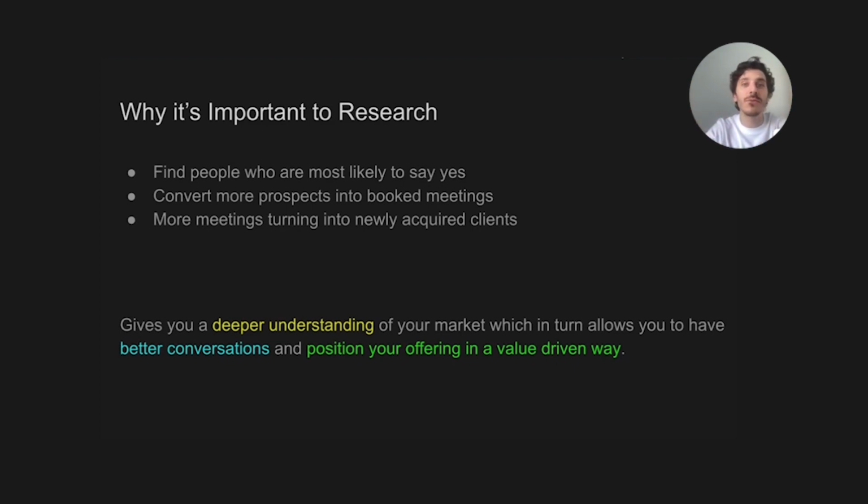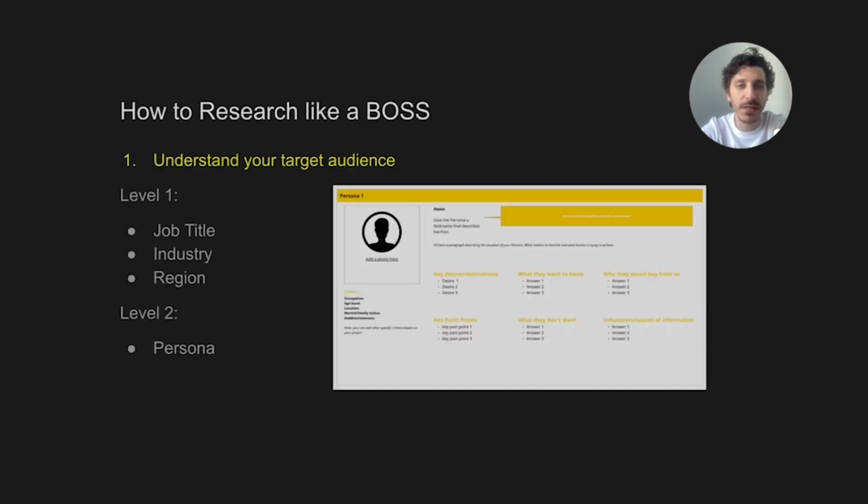And that's what you can do with the right research: bridge that gap of knowledge, and also provide some like-for-like, because people like people who are similar to them. So if you know what they know, it's always good. So, how to research like a boss.